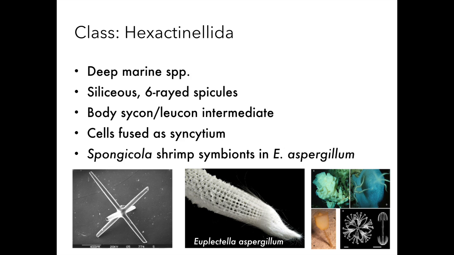The Hexactinellida is the third class of sponges, and these are typically found in deep waters. Waters over a mile deep may have members of the Hexactinellida. And the characteristic which is really distinctive in hexactinellids is that they have spicules that have 6 rays to them. So they are also siliceous, and they have those 6-rayed spicules. The bodies are a bit more complex. They're not the asconoid, but are typically cycanoid or leuconoid.